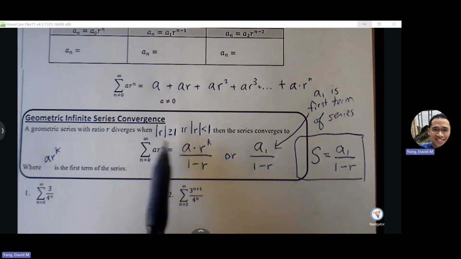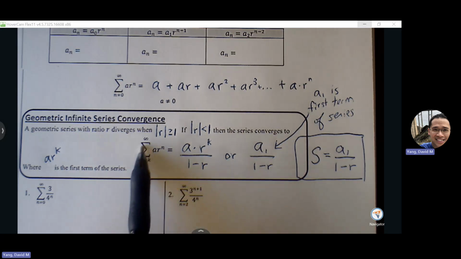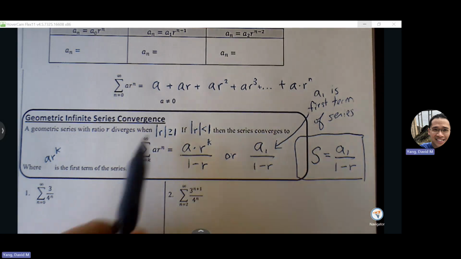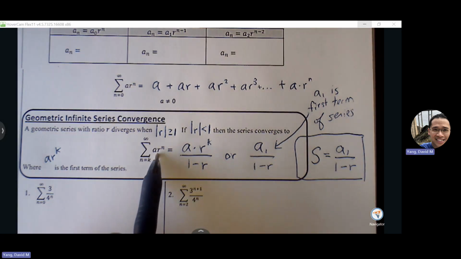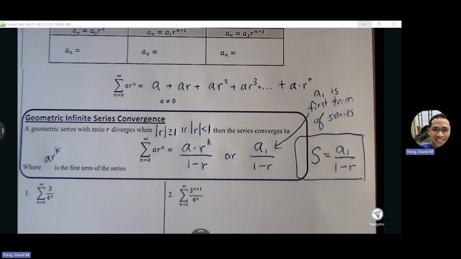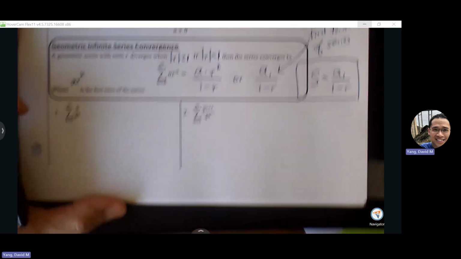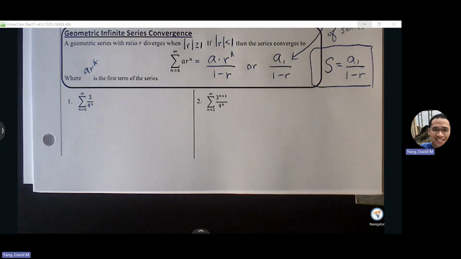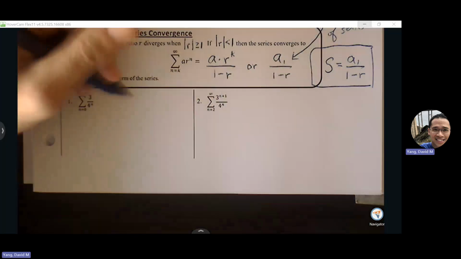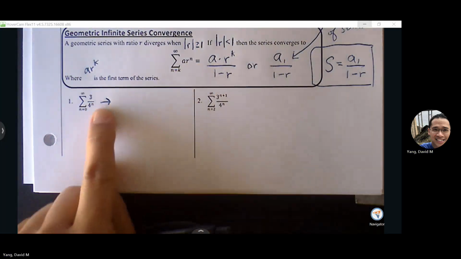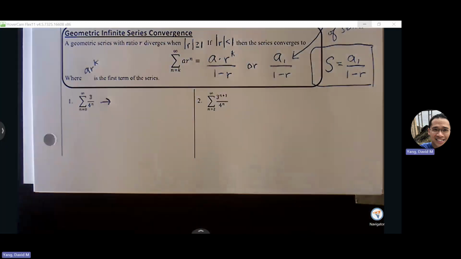Sometimes a problem may not be quite in this form of a times r to the n. And so we want to try to get it into this form so that we can quickly identify the ratio, so we can quickly decide whether the ratio is less than 1 or greater than or equal to 1. So let's look at number 1 here. We have the summation from n equals 0 to infinity of 3 over 4 to the n. Can I rewrite this in the form that is a times r to the n? What would that look like?